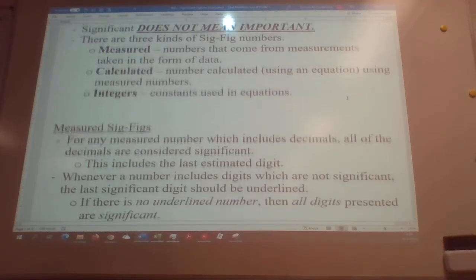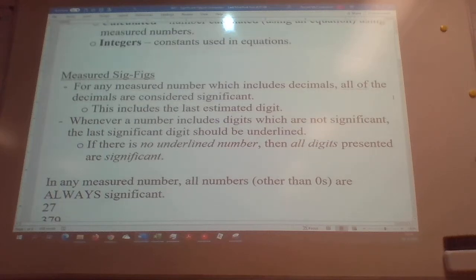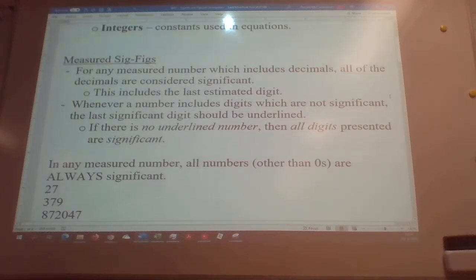So, here are some of your more important rules. For any measured number, which includes decimals, all of the decimals are considered significant. I want to make a clarification here. All of the non-zero decimals are significant. Sometimes zeros are significant, sometimes they are not. We'll talk about that a little bit more in a second. Whenever a number includes digits which are not significant, the last sig-fig should be underlined. If there are no underlined numbers, then all digits are to be considered significant.